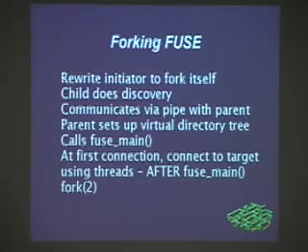Okay. Talked earlier about fuse, forking. What I've had to do is rewrite the initiator to fork itself. The child does discovery, communicates via pipe with the parent. The parent sets up a virtual directory tree, then calls fuse main. This is all to get around the fact that fuse main will fork in the user space library. After that, at the first connection, once we've forked, you connect to the target using threads, because it's all right to connect using threads after we fork, but just not before.